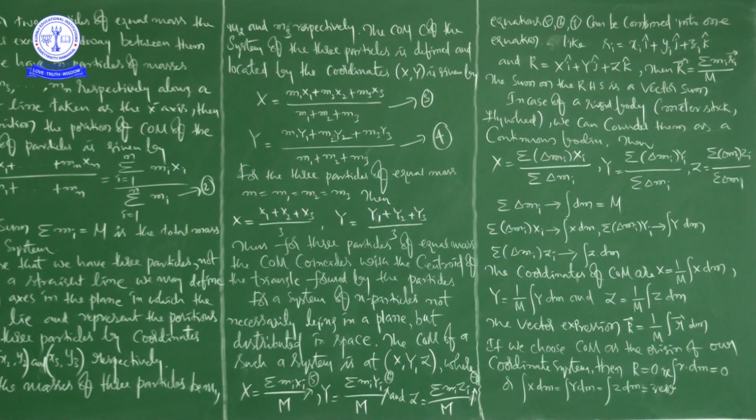In case of regular bodies, the center of mass coincides with the geometric center. For example, you are taking one regular body in rectangle shape like this. Then where is the center of mass? Suppose you take a coordinate system like this, then it is 0 comma 0 comma 0. So in case of regular bodies, center of mass coincides with geometric center. In this class we discussed the position of center of mass.